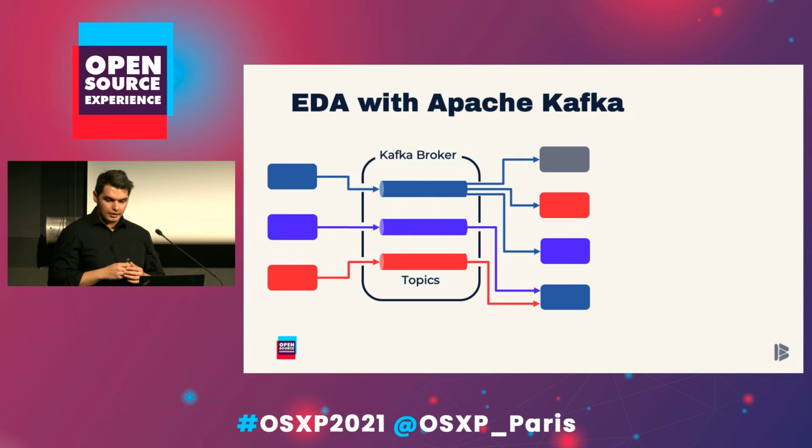All right, and if we transpose this model to Apache Kafka, this is how it looks like. At the application level, we have a broker, a Kafka broker, which contains topics. Each topic can be considered an event stream.